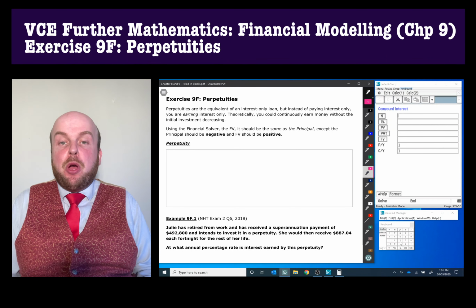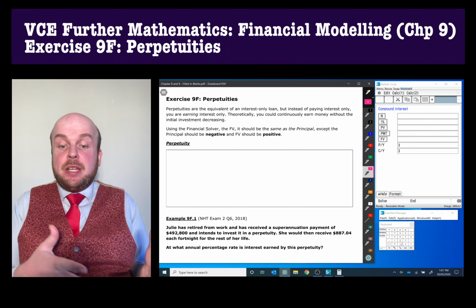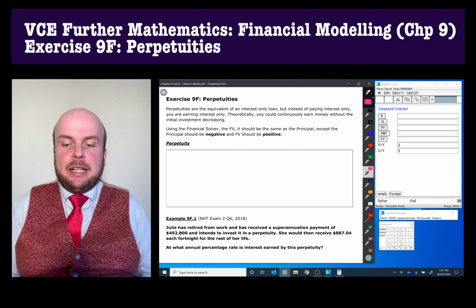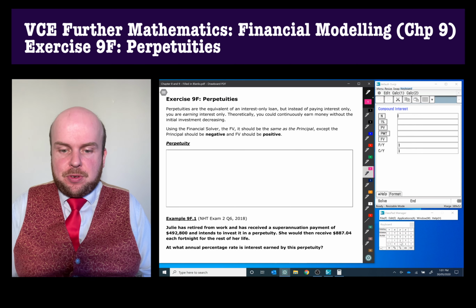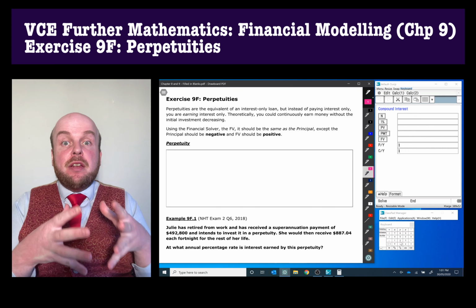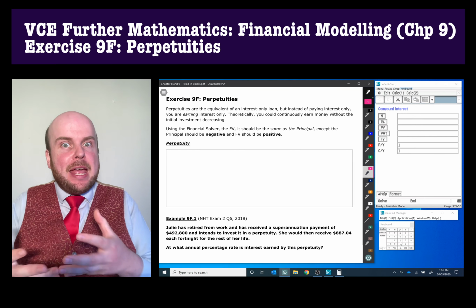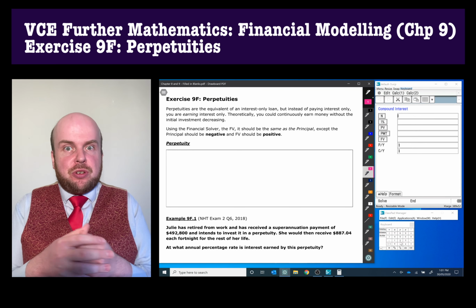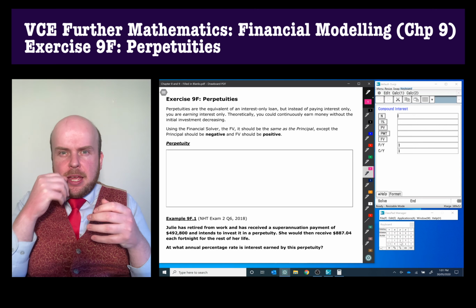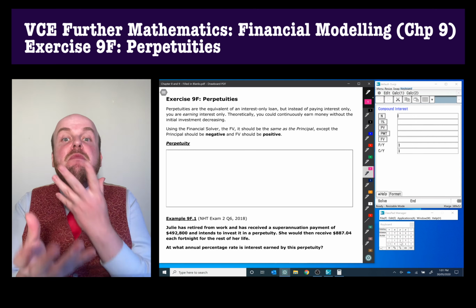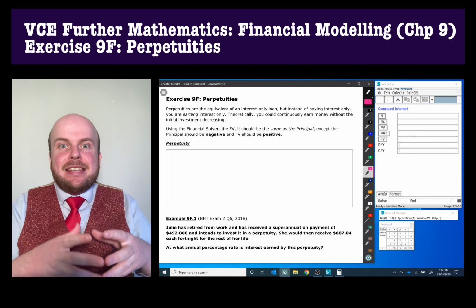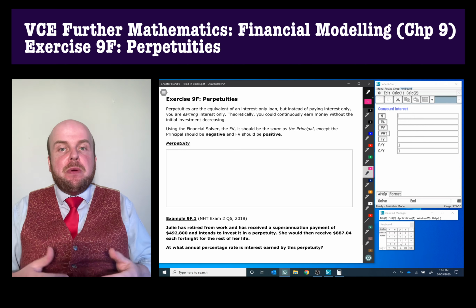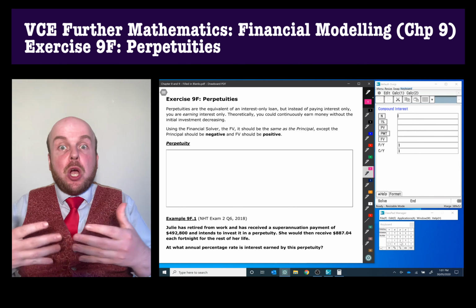Exercise 9F, Perpetuities. Perpetuities are the equivalent of an interest-only loan, but instead of paying interest only, you're earning interest only. So the idea, as you can gather from the name perpetual, is that it should last forever. This is if I made an investment and I'm living off that beautiful interest money, the original investment stays there. So theoretically, a perpetuity can go on forever.